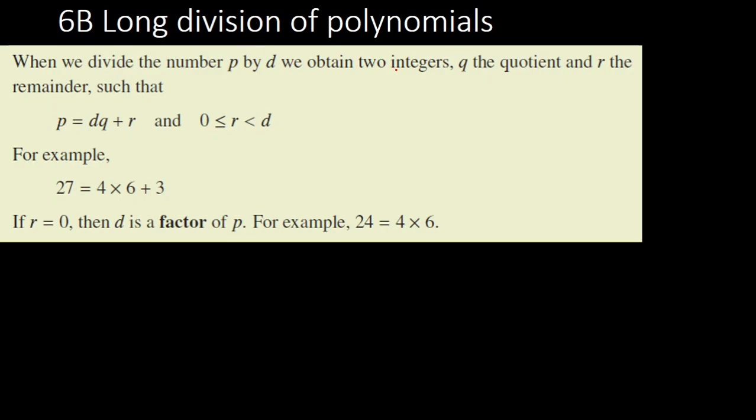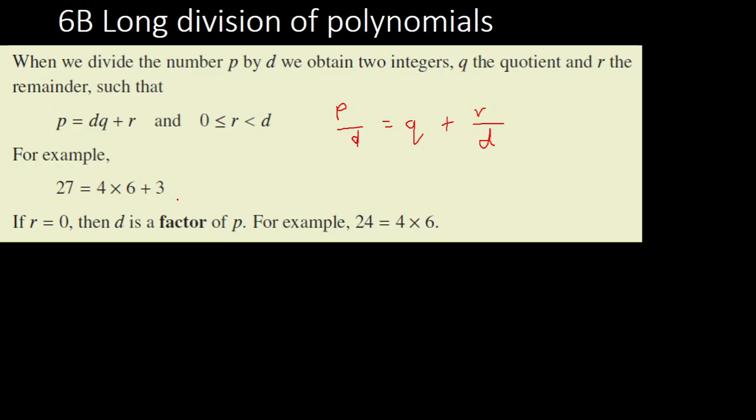We want to obtain two integers. One is going to be the quotient, which is going to form a product, and a remainder. From the previous slide, when we do a division, P over D is equal to Q plus the remainder over D. So this equation is similar to that one. Okay, so when you have 27 and you're trying to divide by 4, it's 4 times 6 plus 3.